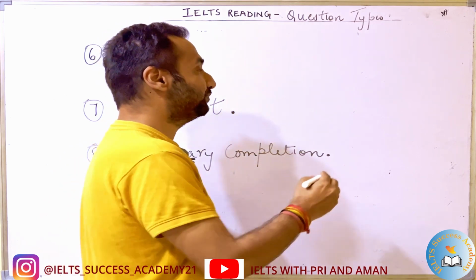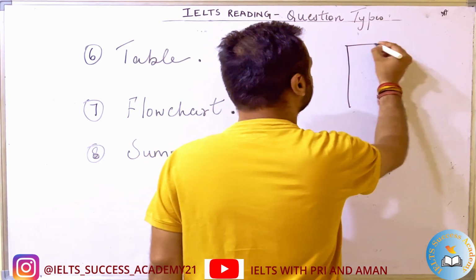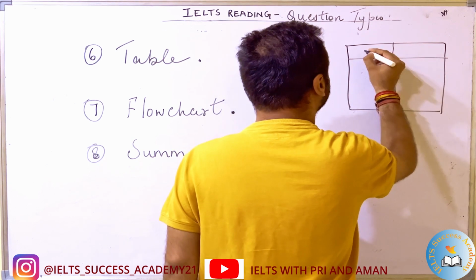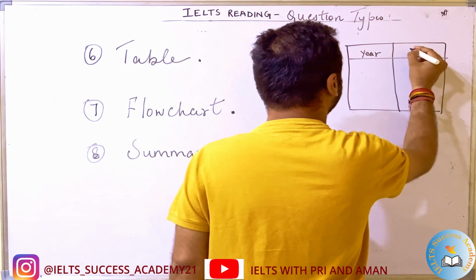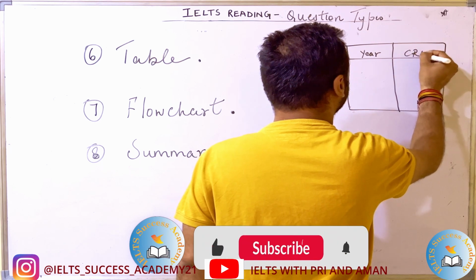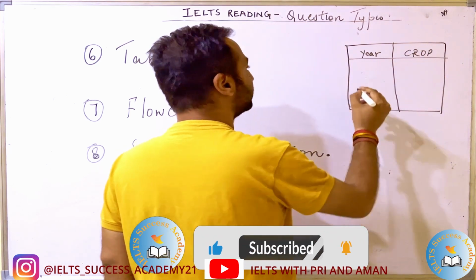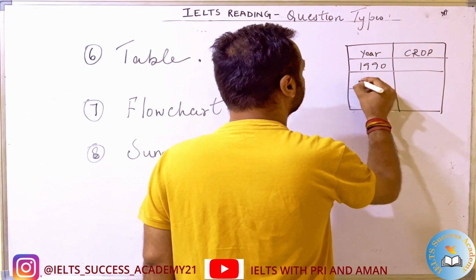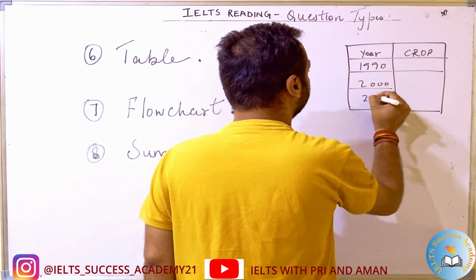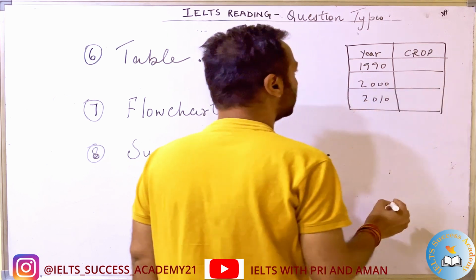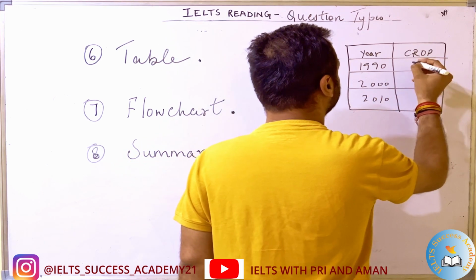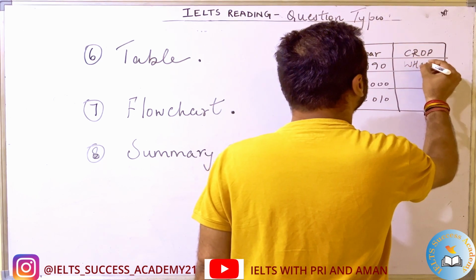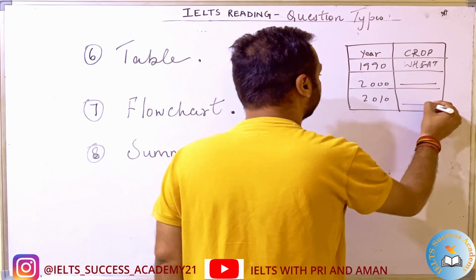So let's say it's a table, right? And it has year, let's say crop. So the essay is about farming. So let's say year 1990 and then 2000 and 2010. Okay. So let's say in the year 1990, in the passage itself is given that wheat was grown. Now there will be a blank and then there will be another blank.